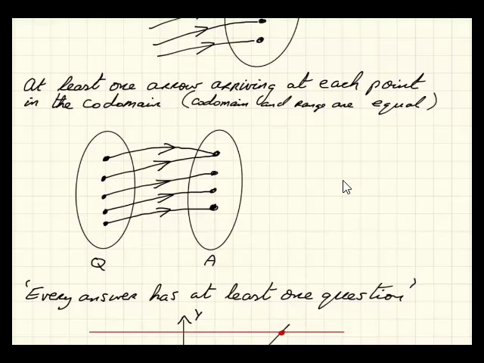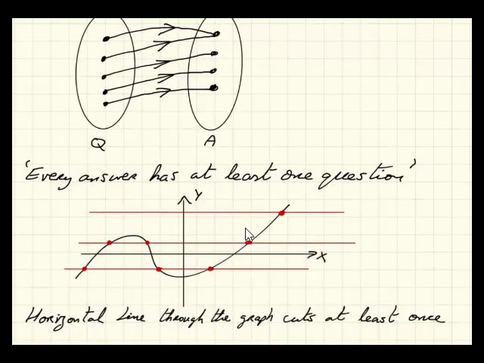Yet another way of saying the same thing, if you're given a graph of the function, a horizontal line through the graph cuts at least once everywhere. So at least one arrow arriving at each point in the codomain, horizontal line through the graph cuts at least once.